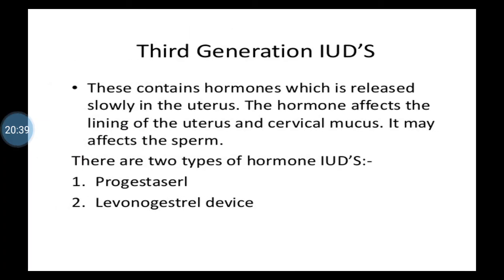Then third generation IUDs contain hormonal preparations, which are slowly released in the uterus. Now the hormone affects the lining of the uterus and the cervical mucus, so this may affect the sperm also. Now the two types of hormonal intrauterine devices are the progesterone and levonorgestrel device.